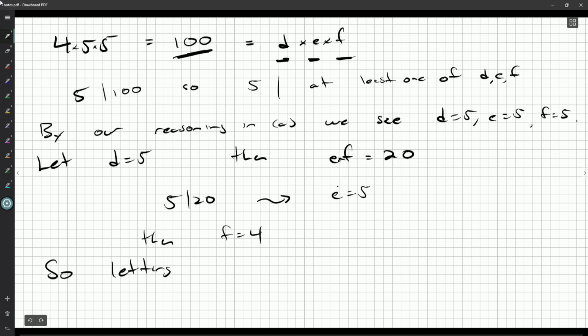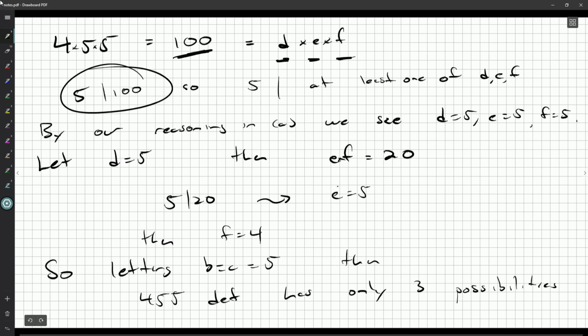So if we let B and C both be 5, then this has only 3 possibilities. Okay? 100 is not a cube, and we can see we're sort of exploiting primes here more than anything. So I suppose this could probably work with 7 and a 7. But I don't think it could work with 3 and 3.